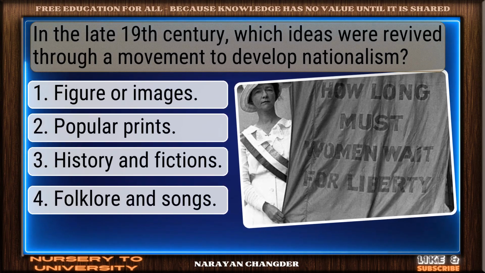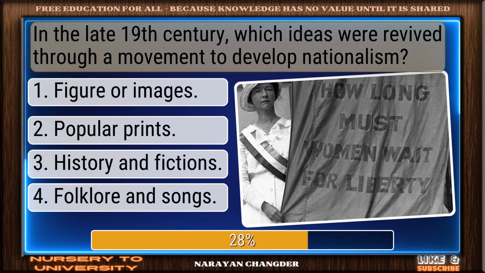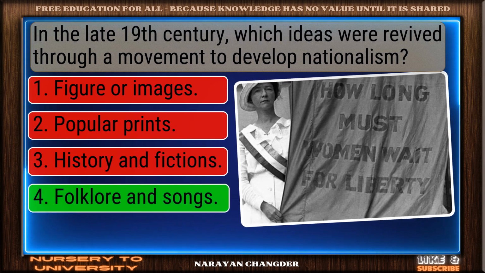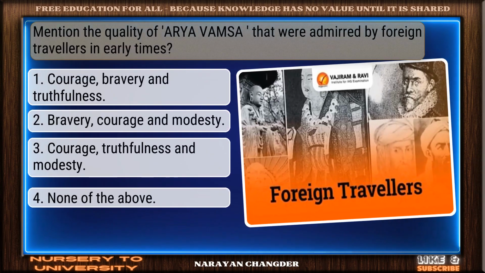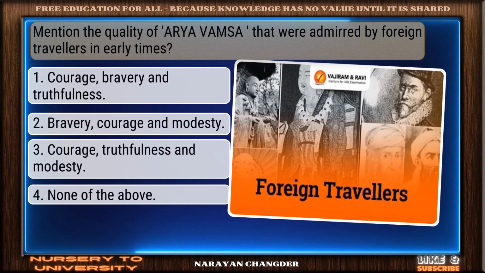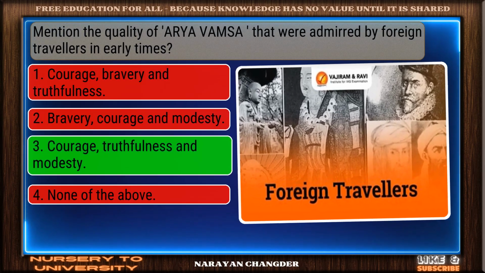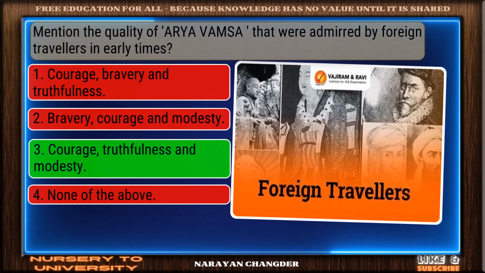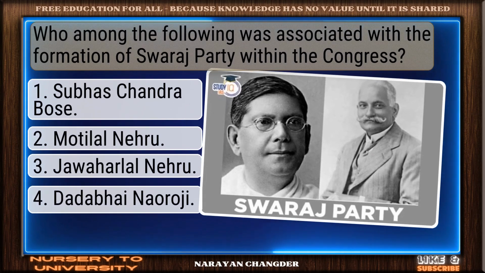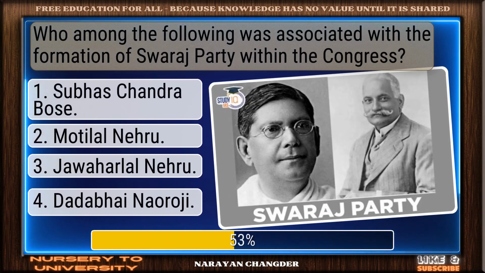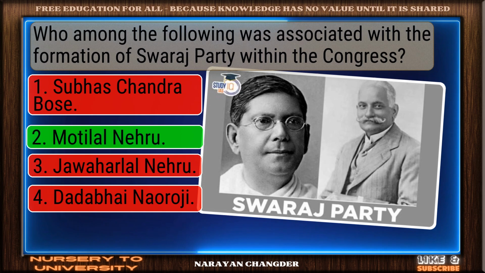In the late 19th century, which ideas were revived through a movement to develop nationalism? Excellent. Folklore and songs is well reasoned. Mention the qualities of the Arya Vamsa that were admired by foreign travelers in early times. You're right. Courage, truthfulness, and modesty is correct. Who among the following was associated with the formation of the Swaraj Party within the Congress? Nice selection. Motilal Nehru is correct.